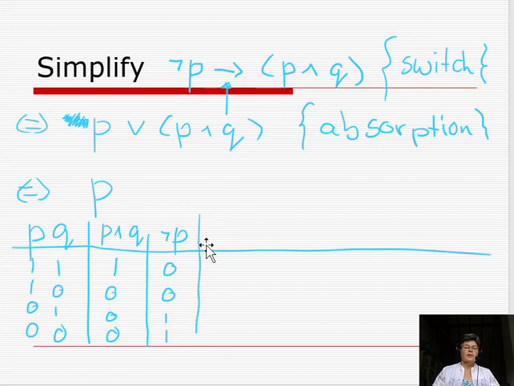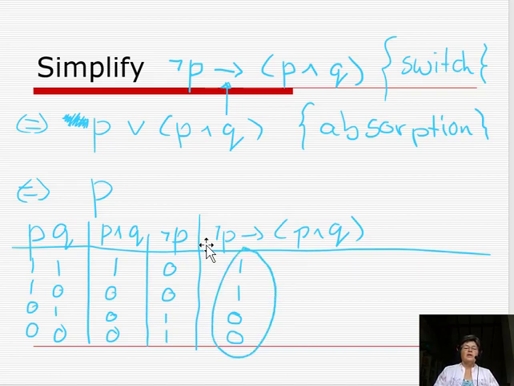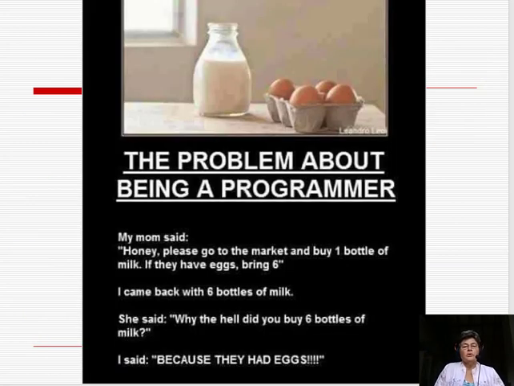Then the last step: we need to do not P implies P and Q. When not P is false, the implication is true. And when not P is true, P and Q should be true as well, which is not the situation. So this will give us 2 false. If we look at the columns, indeed the result column is identical with the P column. So with the truth table, we've come to the same conclusion that this compound proposition is equivalent with P.